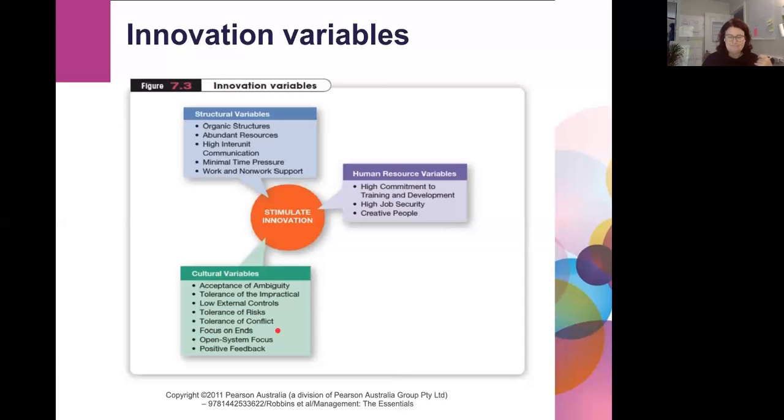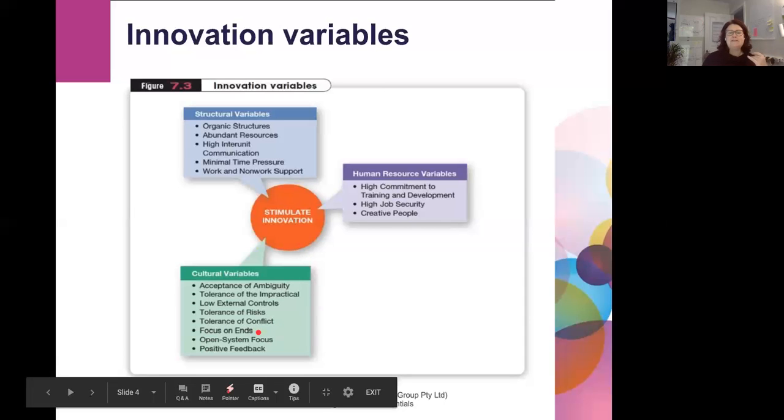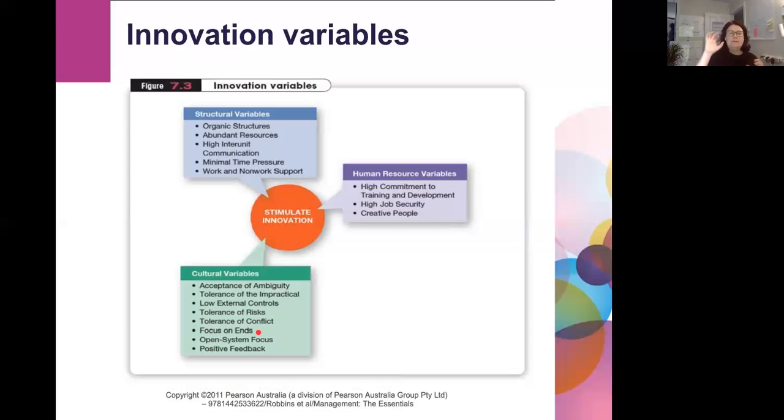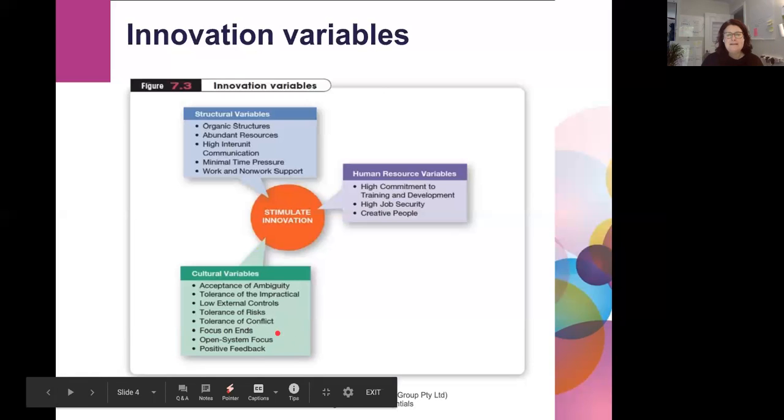The ability to focus on ends as opposed to means or rules. So this is the idea of being outcome oriented. So what do we want the future to be? And then how are we going to get there, rather than being focused so much on, no, this is how we do things, and we just do them this way and don't worry about what the outcome is. Having that focus on ends is a good stimulator of innovation capacity.